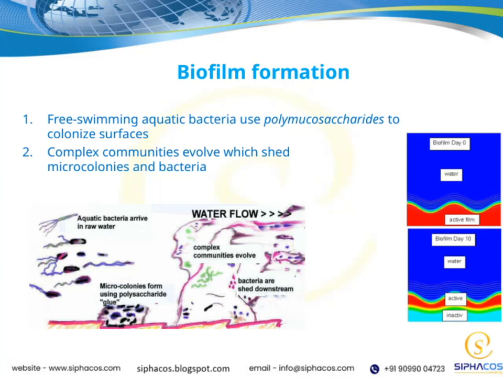Now, let's take a closer look at how free-swimming aquatic bacteria interact with their environment. These bacteria use complex molecules called polymucosaccharides to help them attach to surfaces, which is a crucial first step in forming communities. Once they settle, these bacteria don't just stay in isolation. They come together to form complex communities. Over time, these communities evolve, shedding microcolonies and bacteria as they grow and adapt.